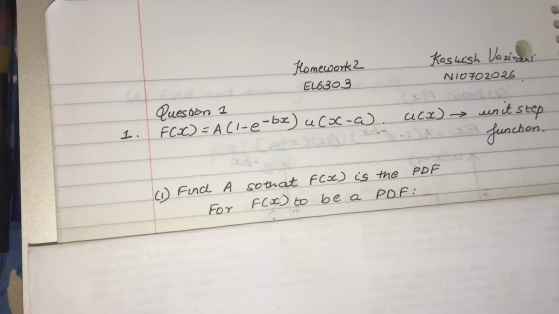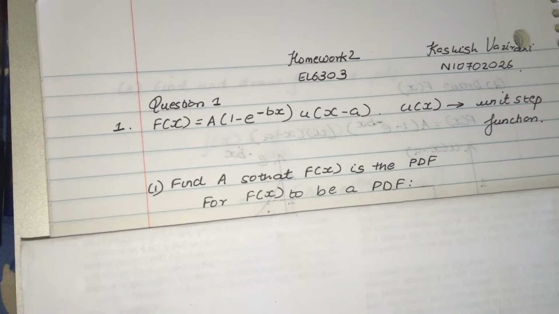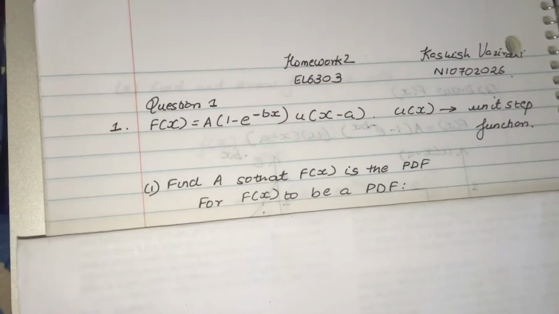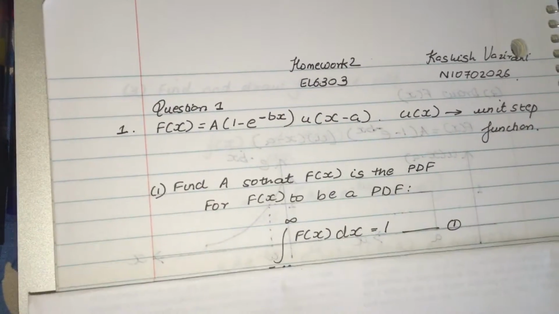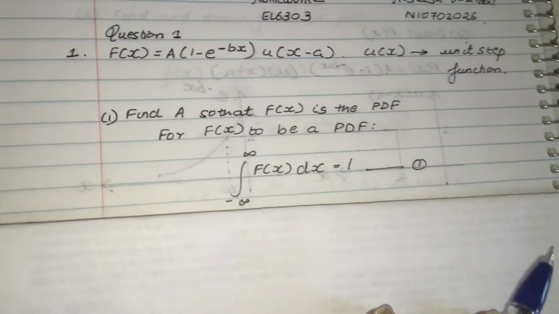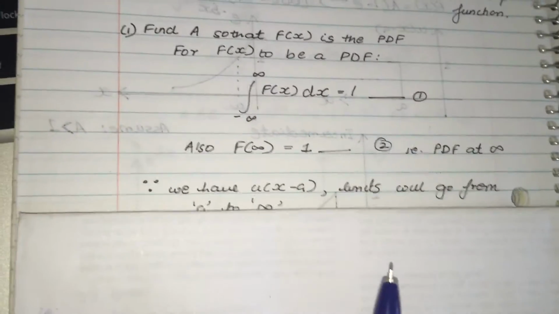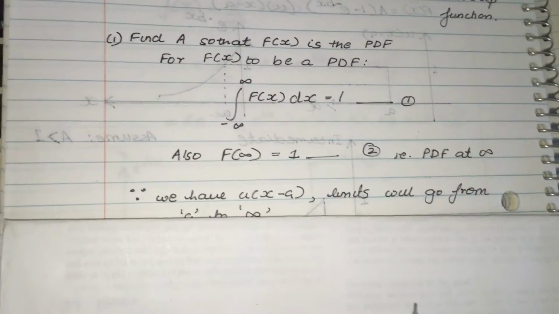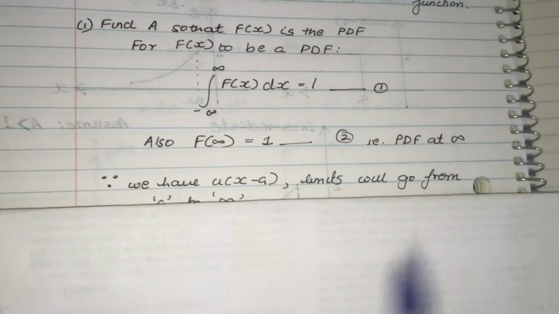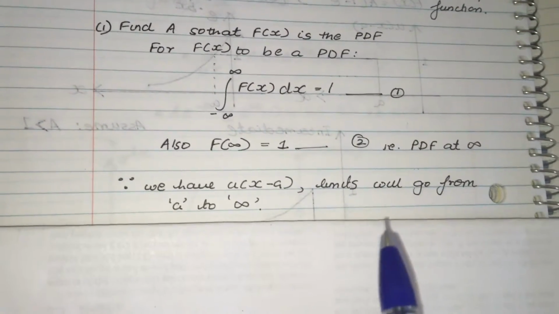Now, what we need to know about probability density functions is that the integration of a PDF will always be equal to 1. So this is what we have to keep in mind. We also have to keep in mind that the probability distribution function at infinity is equal to 1. And now we have u of x minus a.